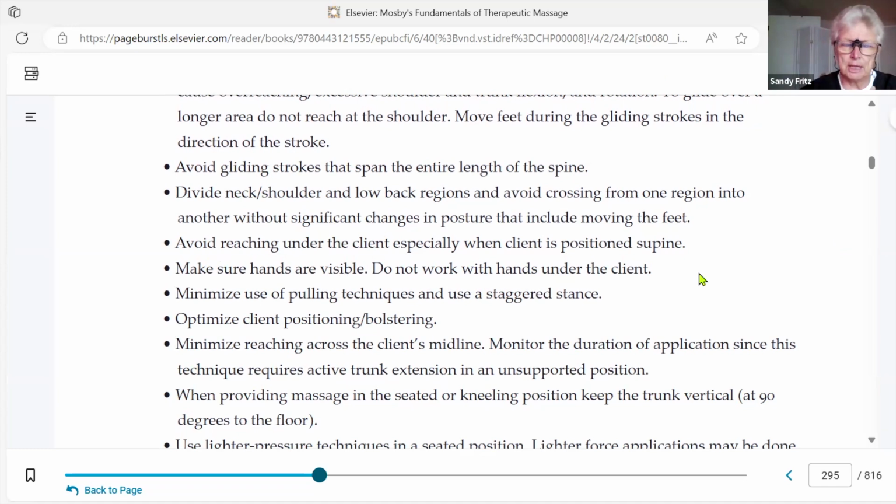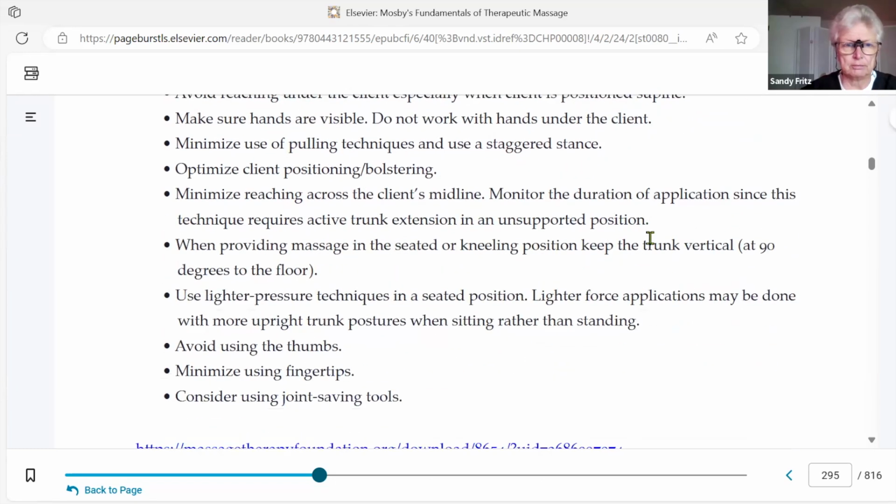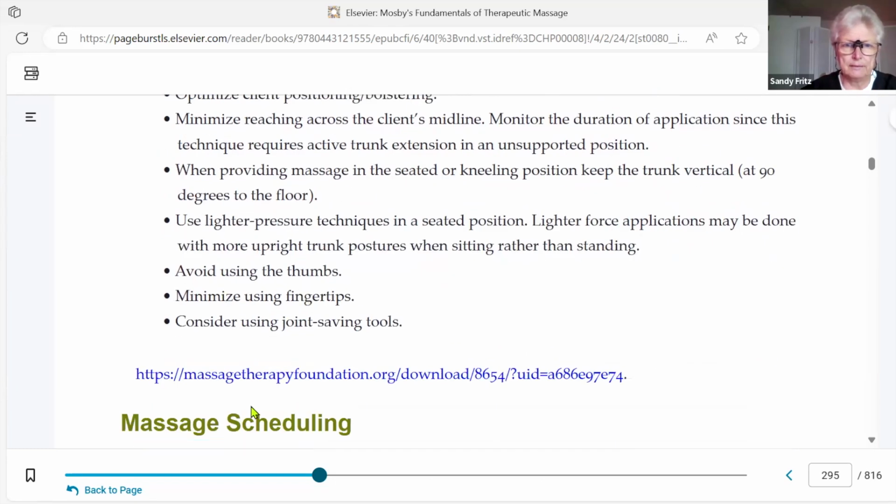So this information came from the preliminary study, phase 1 of the research process being performed by the Massage Therapy Foundation. And then here is the link to that.